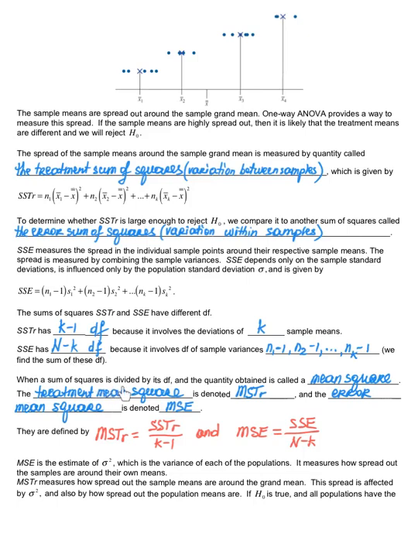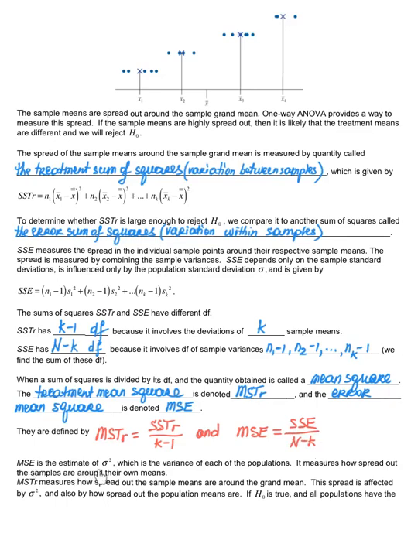When a sum of squares is divided by its degrees of freedom, the quantity obtained is called the mean square. The treatment mean square is denoted by MSTR, and the error mean square is denoted by MSE. Again, to get MSTR, take the treatment sum of squares and divide by its degrees of freedom, k minus 1. To get the MSE, take the error sum of squares and divide by its corresponding degrees of freedom, uppercase N minus k.